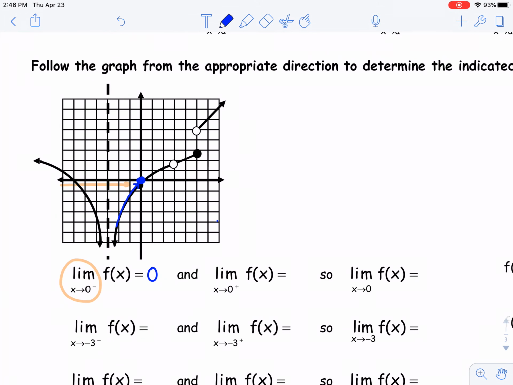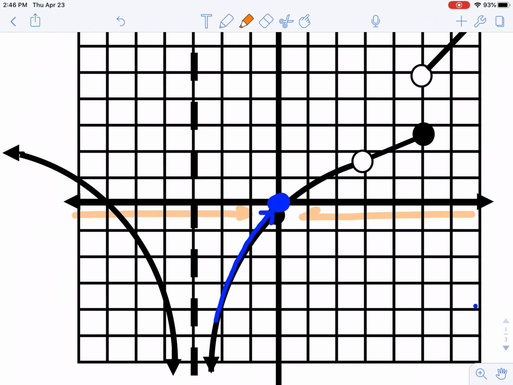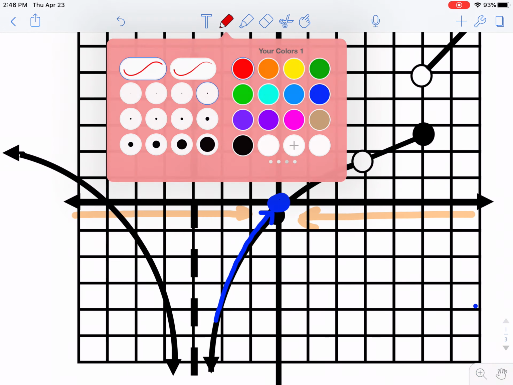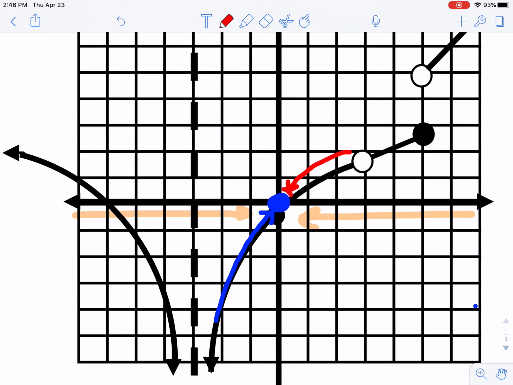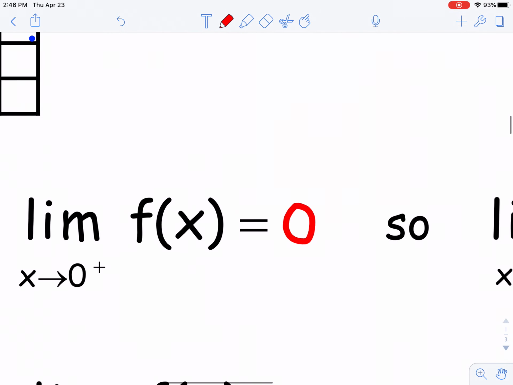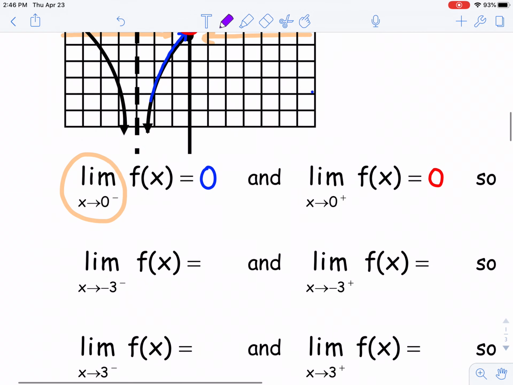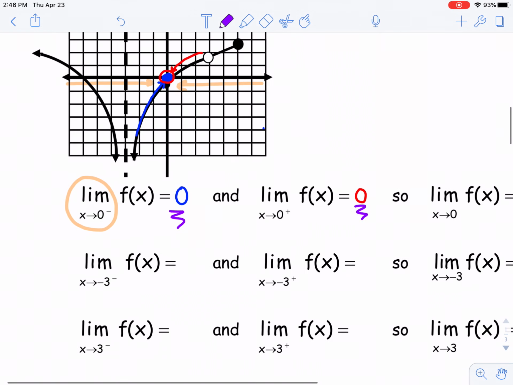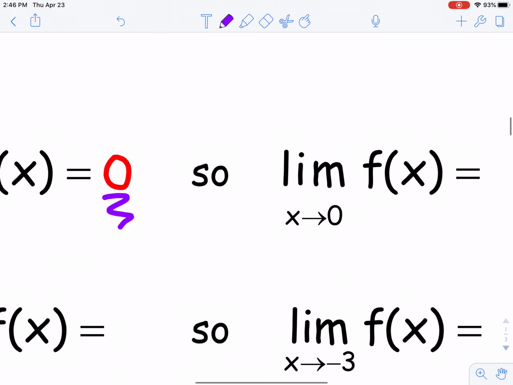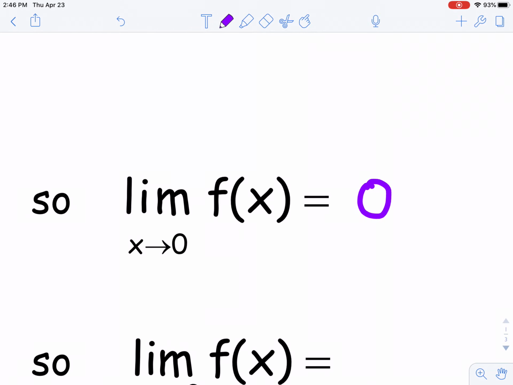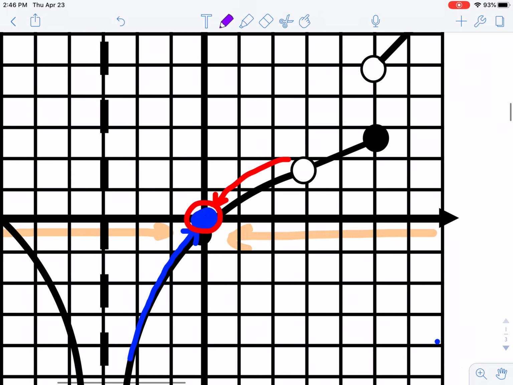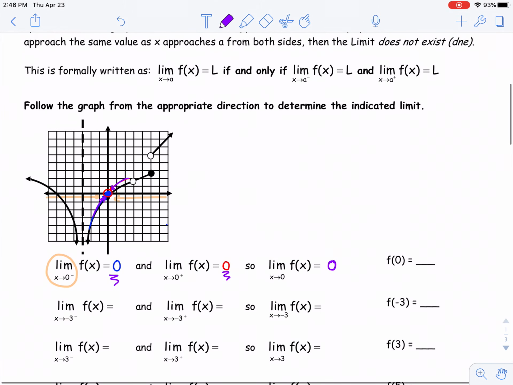What about when we come in from the right side? So when I come in from the right side, what is actually happening to the graph? The graph is coming in this way, and it's also approaching that point right there. So it's also approaching 0. Now, if these two numbers match, so if the left limit and the right limit match, then the overall limit, which is not going to have a plus or a minus here, it's just the number as we approach 0, is going to be whatever that matching number is. So since this graph is coming into the same number from the left and the right, the limit does exist, and it exists at that value.